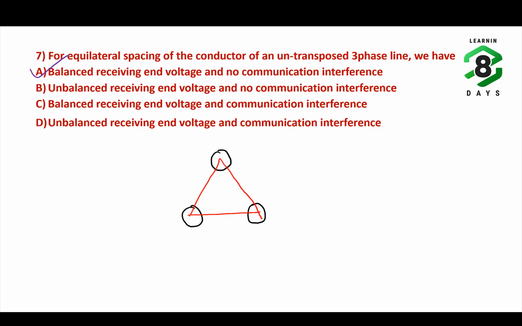One thing, transposition is only required when the conductors are placed in a straight line configuration, either horizontally or vertically, then only we have to do transposition. If they are placed in the form of an equilateral triangle, there is no need to do any transposition of transmission lines.